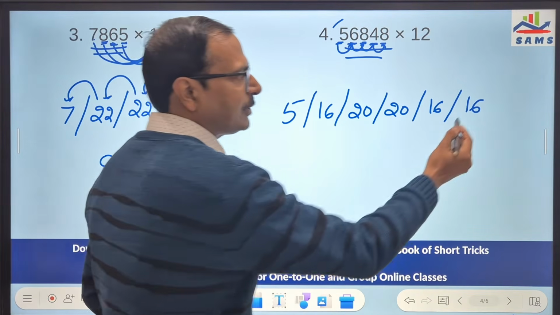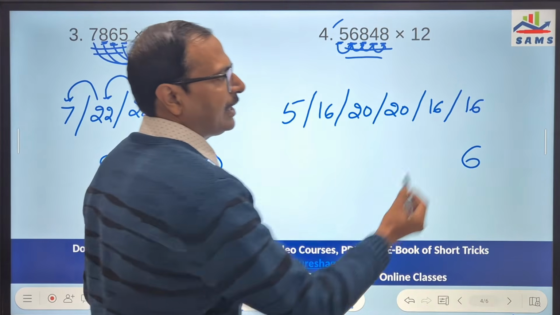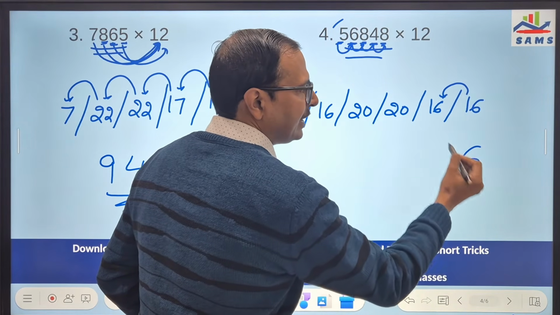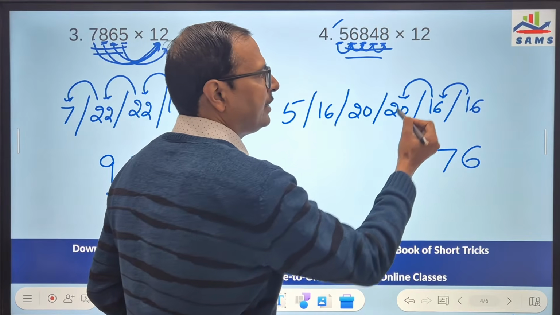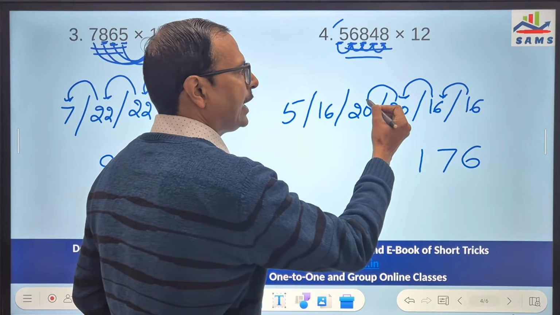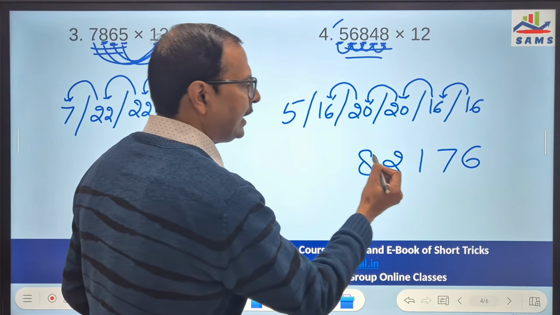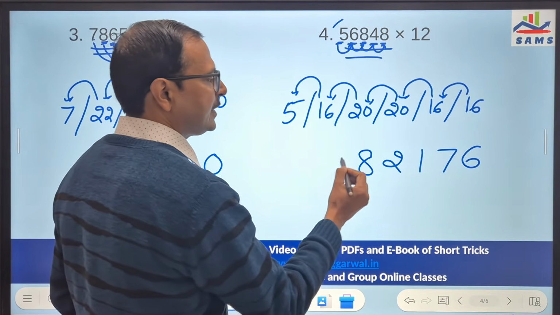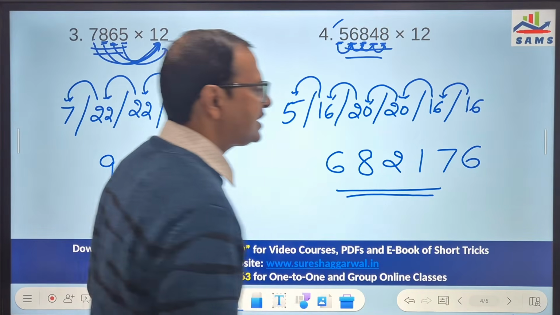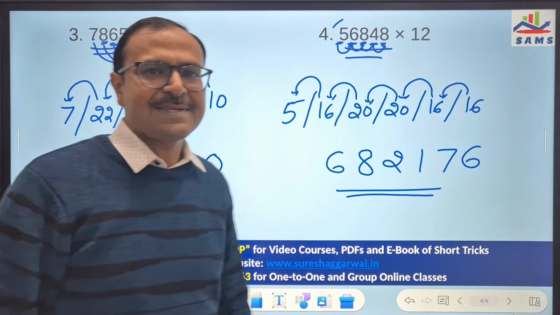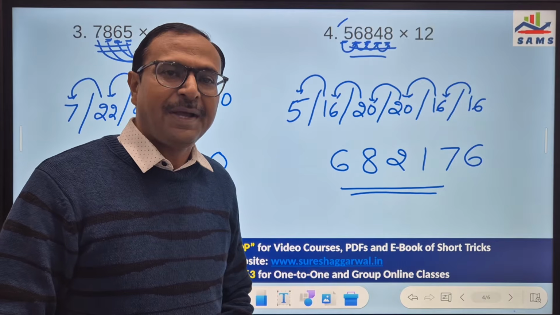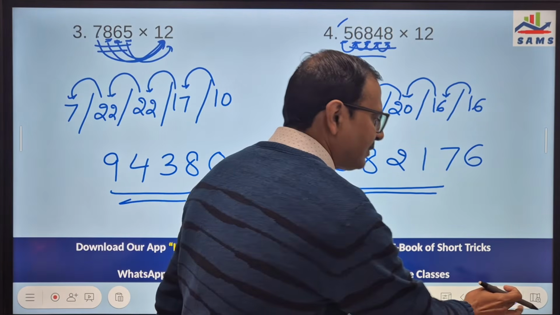Now start writing from the unit digit 6. We have 1 carried, 17, so 7, 1 carried, 21, 1, 2 carried, 22, 2, 2 carried, 18, 8, 1 carried, and then this becomes 6, giving you 682176 as the product. Now let's look at some decimal numbers.